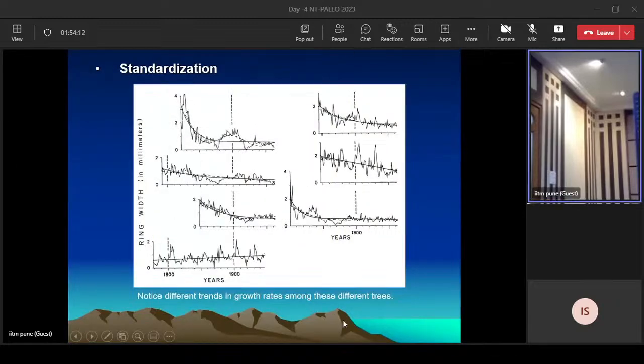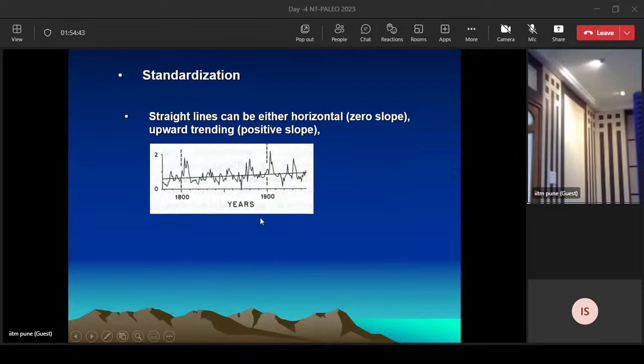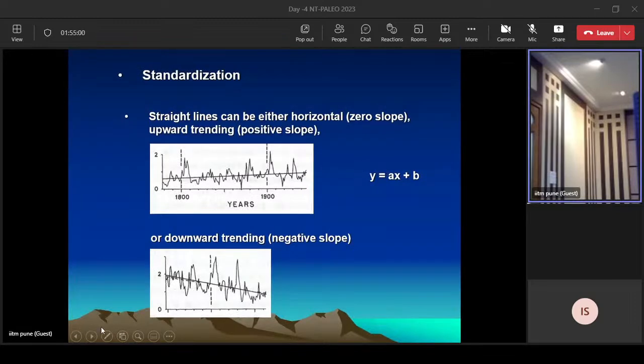Now, these are the different curves of samples. This is the exponential. Now, we can fit such types of curves to remove the trend. A straight line can be either horizontal or upward trending. This is one way of standardization. It depends on how your sample is, downtrending. Then a straight line.